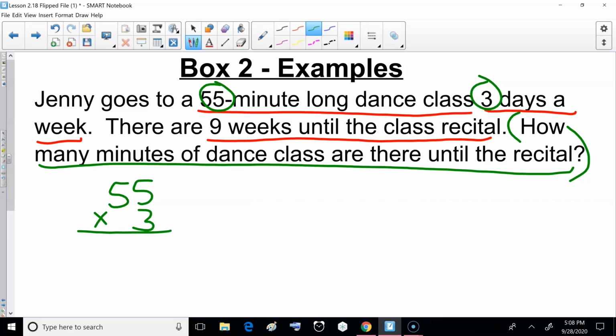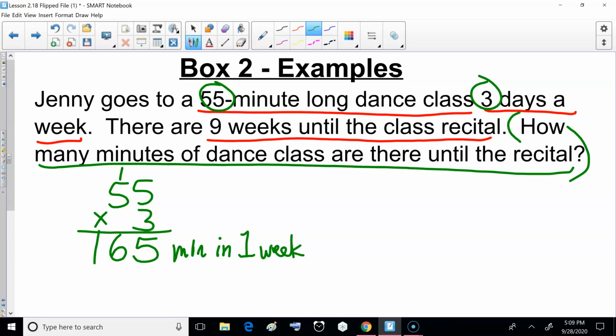So 3 times 5 is 15. So the 1 goes above the 10s. 3 times 5 is 15 again, plus the 1 is 16. So I know in 1 week, she does 165 minutes.